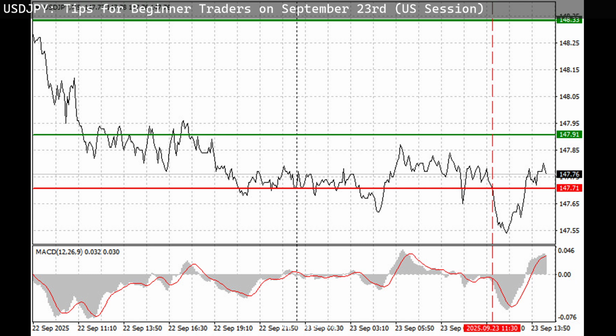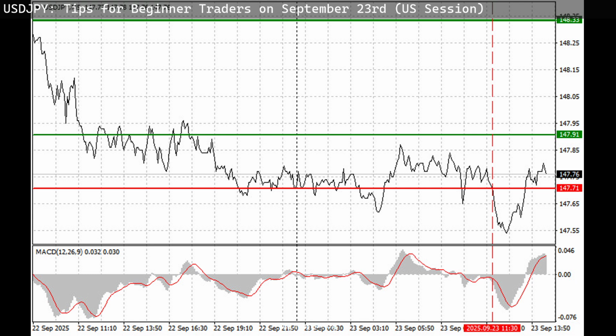Scenario 2, I also plan to sell USDJPY in case of 2 consecutive tests of 147.85 when the MACD indicator is in overbought territory. This will cap the pair's bullish potential and trigger a downward reversal. A decline toward 147.71 and 147.42 can then be expected.